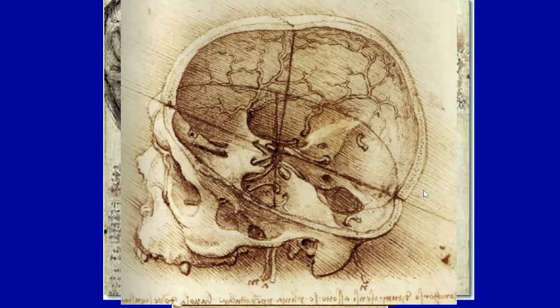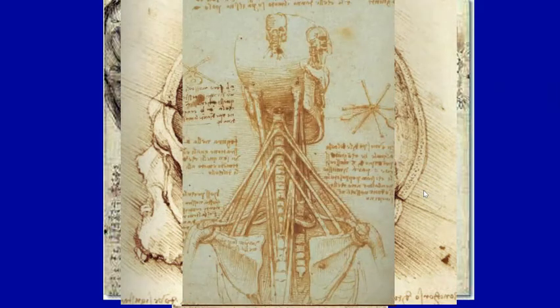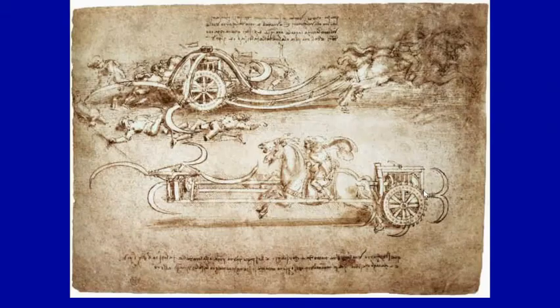He would cut through the bones and study the inside of bones. Here he cut through a skull and studied the inside of the skull. Study the bones, study the ligaments that hold the muscles to the bones. And not only did he study people, but he also invented machines, or he imagined machines.